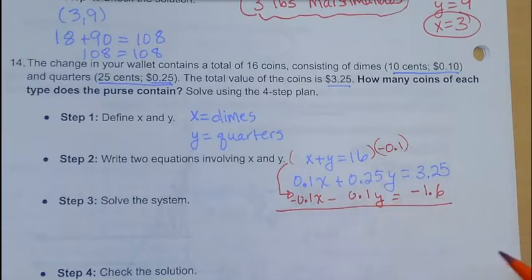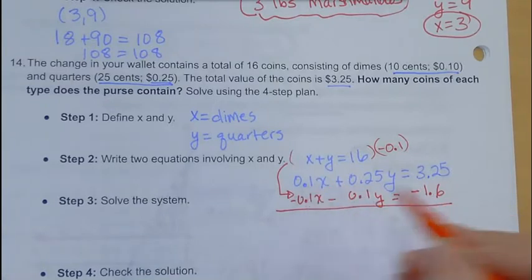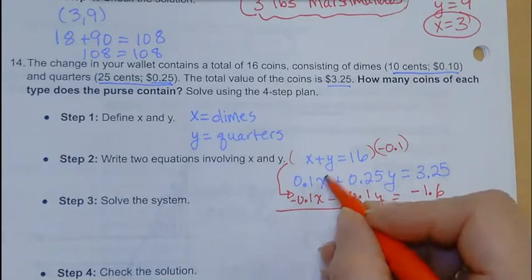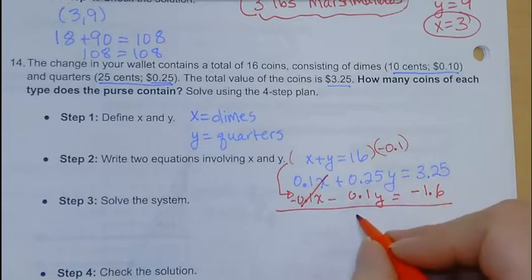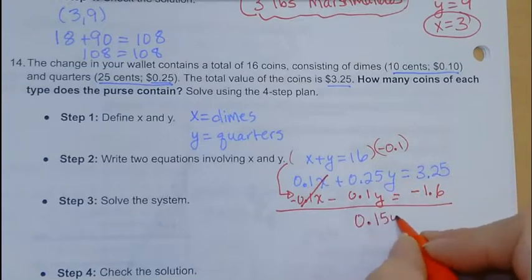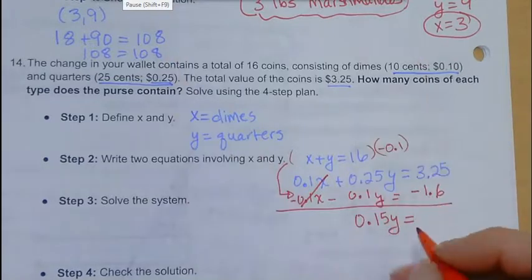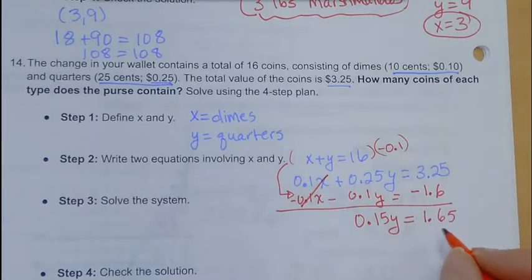It's a little bit different from how your study guide has it, but your study guide is exactly the same. It's just subtracting everything instead of adding the negatives. 0.1x and negative 0.1x, that's nothing. 0.25y minus 0.1y is 0.15y, and that equals 1.65, because positive 3.25 minus 1.6 is going to equal 1.65.